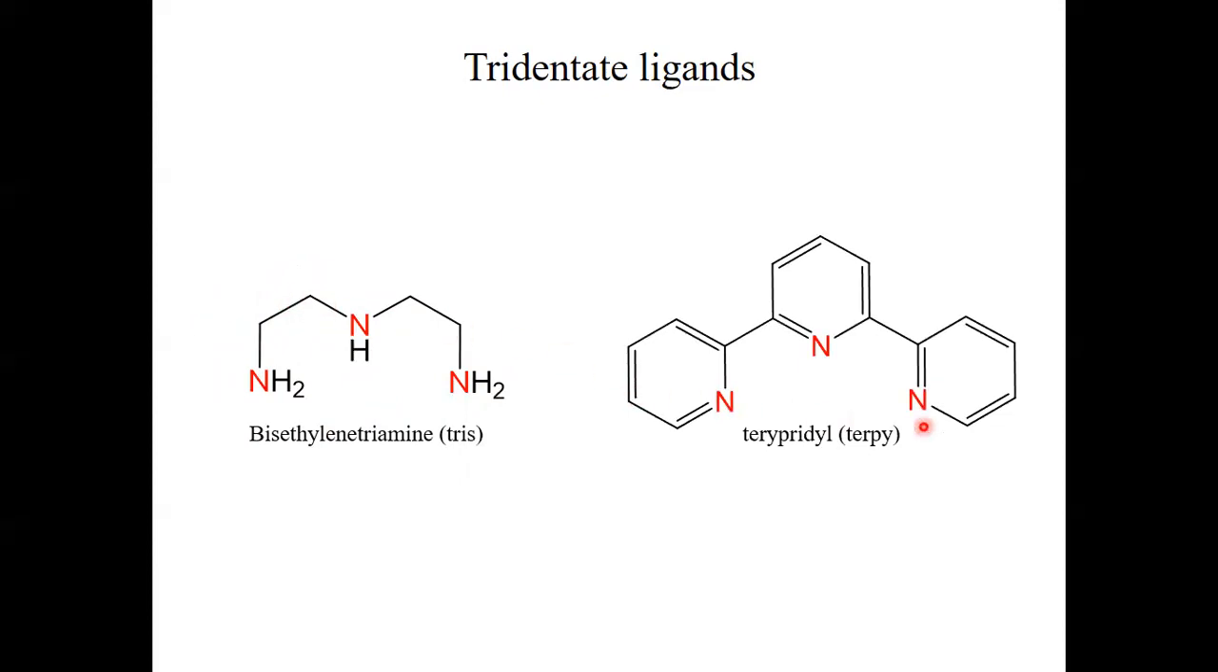All right, so here we have aromatic analogs. So here we have the terpyridyl, also abbreviated terpy. Here we have 3 pyridyl units that are linked together so that the nitrogen donor atoms can make 5-membered rings with the metal to which they would bind.